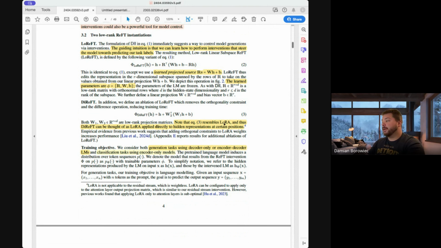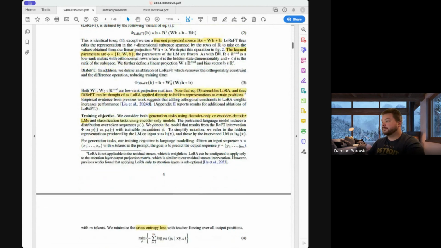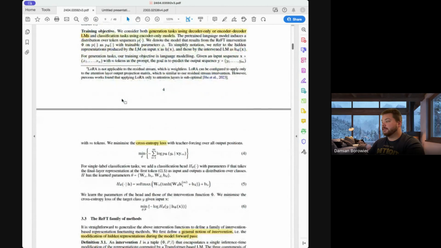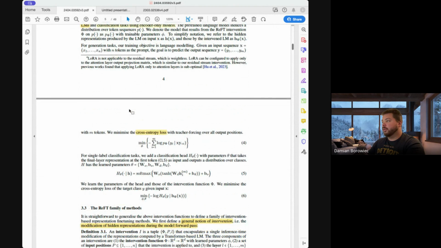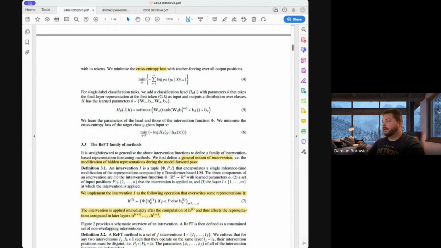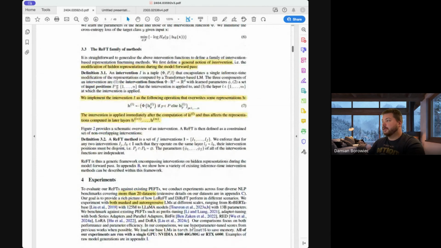An interesting note about this ReFT is it sort of resembles LoRA and can be thought of as LoRA directly applied to hidden representations, but only at certain positions in the input. Training objective, and they minimize cross-entropy loss as kind of the training objective for autoregressive generation. Yeah. They also do some experiments with classification, but I think this is kind of a softmax.